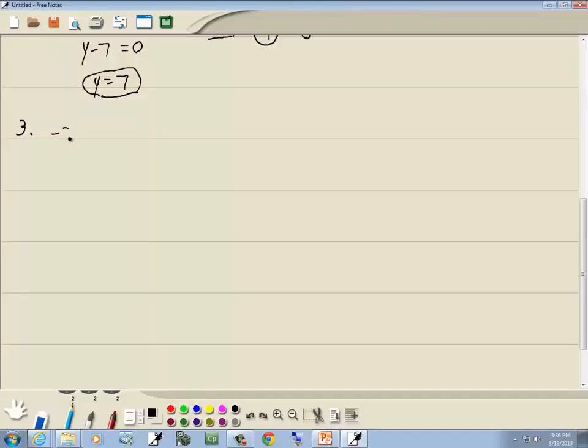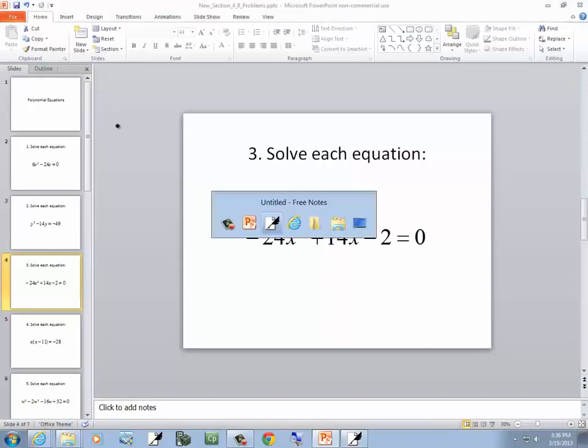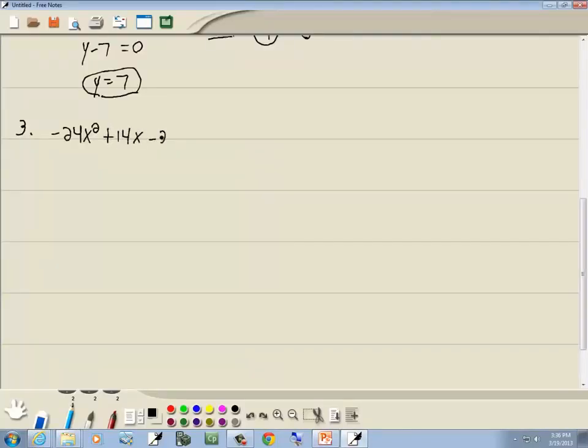We've got negative 24x squared plus 14x minus 2 equal to 0. Zero factor property. First thing you have to do is get 0 on one side. Well, we have 0 on the right side, so that's a start. Then we'll factor out the GCF. All of these are divisible by 2, and my first term is negative. Remember, with the GCF, if your first term is negative, you always want to factor out a negative. So factor out negative 2. Negative 24 divided by negative 2 gives us a 12x squared. 14 divided by negative 2 is negative 7x. Negative 2 divided by negative 2 is a positive 1. Equals 0.